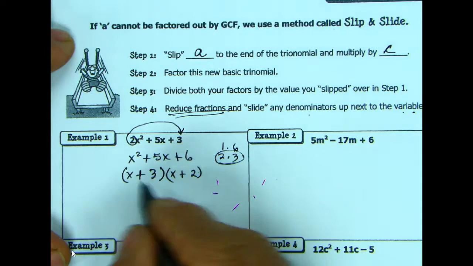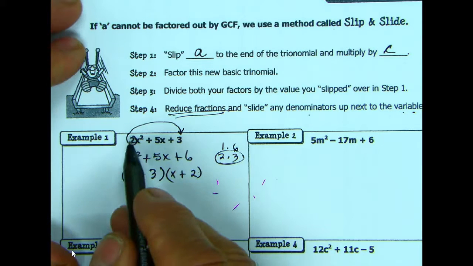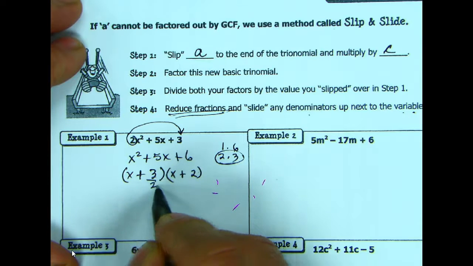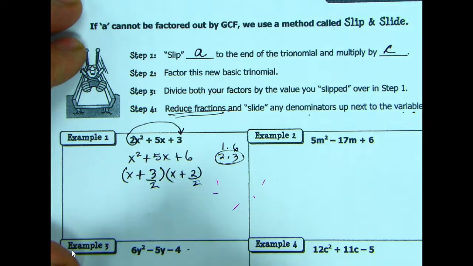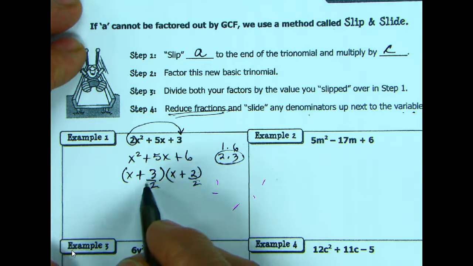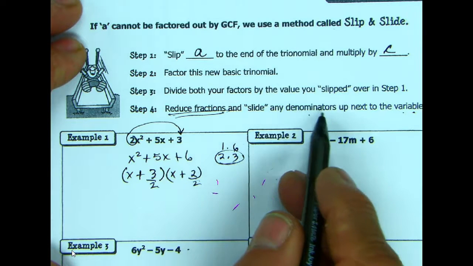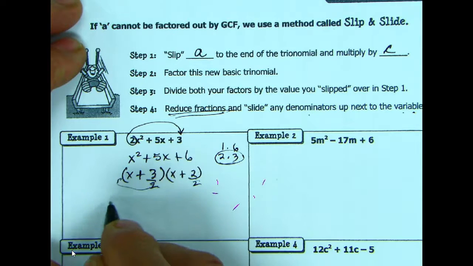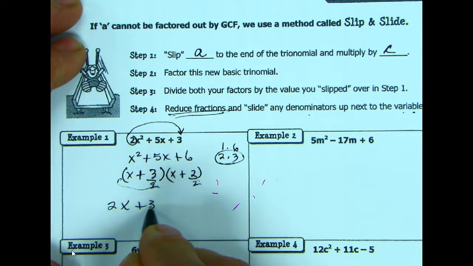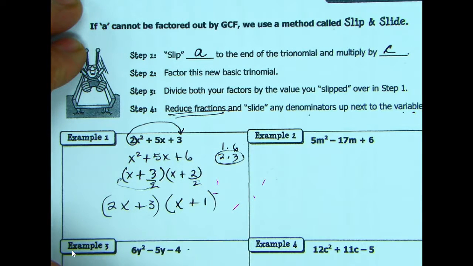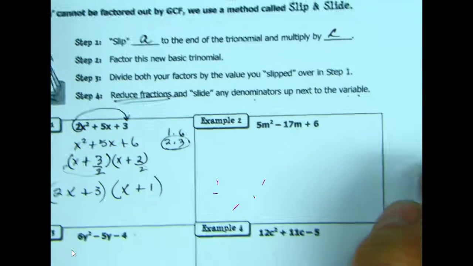Now we're familiar with up to this step. Now we're going to take a that we slipped over there and divide each of these by 2. 3 halves, 2 halves. Now reduce the fractions. This one we can reduce to 1. This one not. So now it says slide any denominators up next to the variable. So we're going to slide this up next to the variable. So we're going to have 2x plus 3. And on the next one, we're going to have x plus 1. We reduced it to 1.